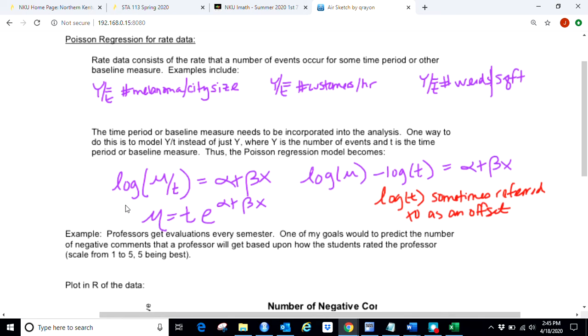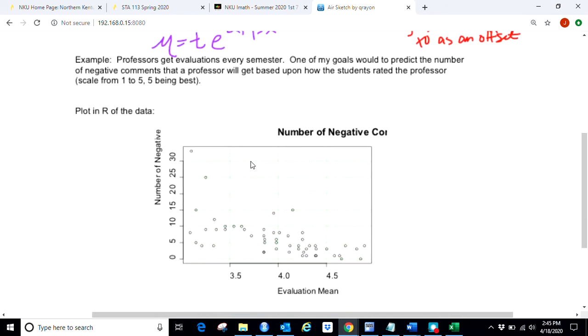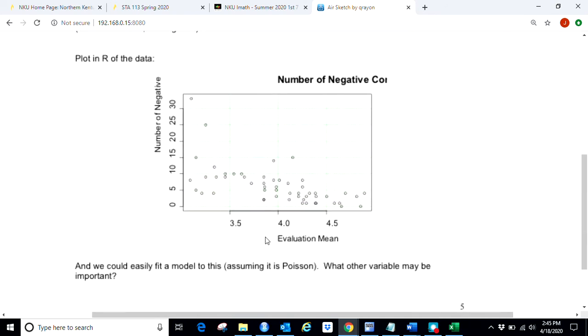So let's understand this through an example. We get professor evaluations every semester. And so maybe one of the goals we would like is to predict the number of negative comments that a professor will get based upon how the students rated the professor on a scale from 1 to 5, where 5 is best. So I have my evaluation mean of the professor here on the x-axis and my number of negative comments on the y-axis. And here's just a plot of what my data looks like. And I could easily fit a model to this, assuming it is Poisson.